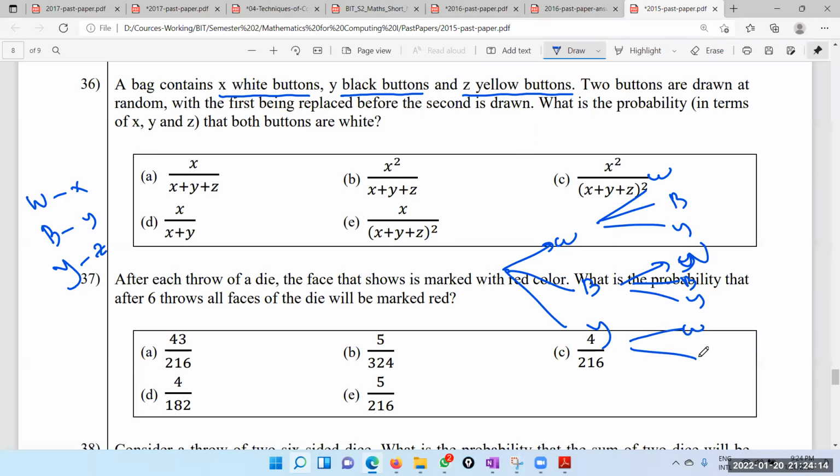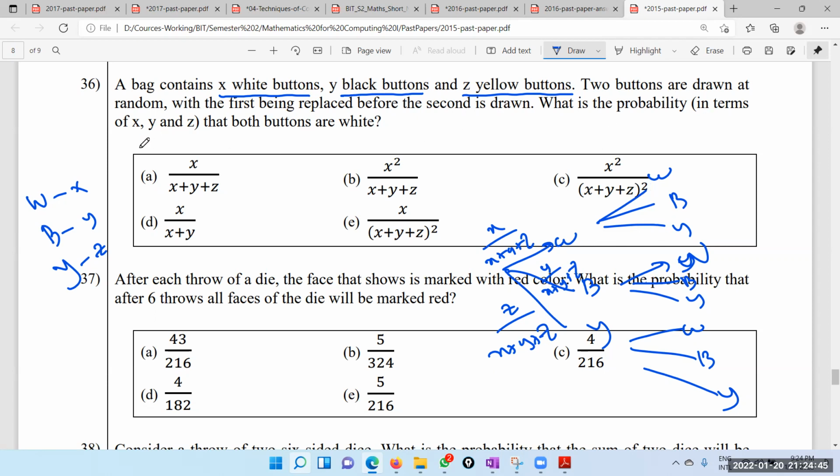Again white, black, yellow. So white is X divided by X plus Y plus Z. Black is Y divided by X plus Y plus Z. And yellow is Z divided by X plus Y plus Z. Here also the same, because we replace.